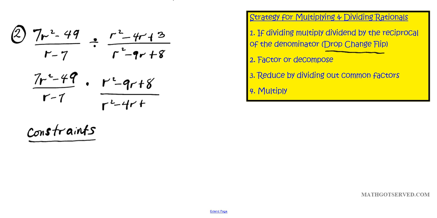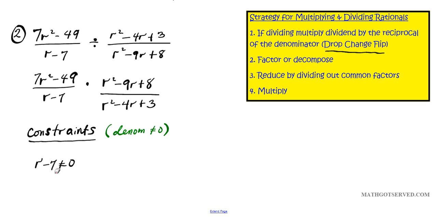Now, what are our two denominator polynomial expressions? We can clearly see that they are r minus 7 and r squared minus 4r plus 3. Okay, so let's go ahead and find the constraints. Remember, this is when the denominator cannot be equal to 0. Let's extract the first denominator. We have r minus 7. That can never be 0.